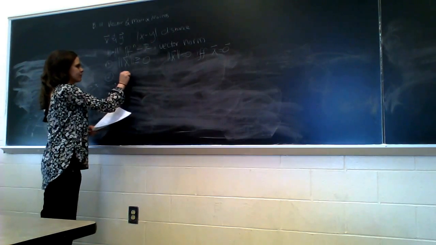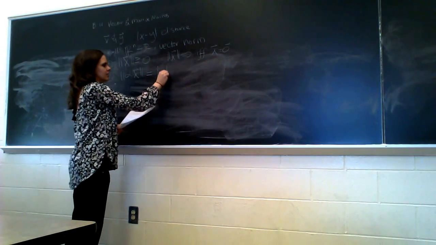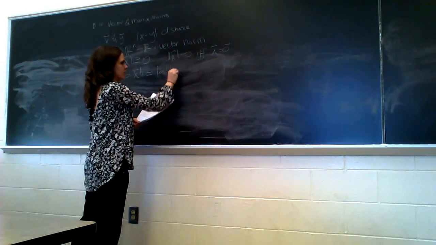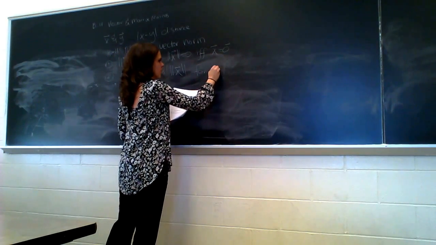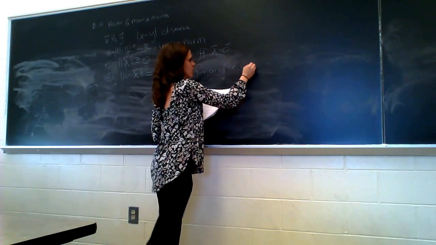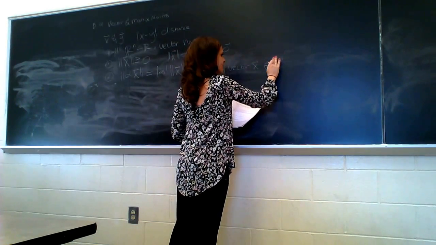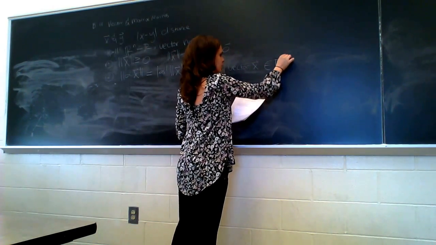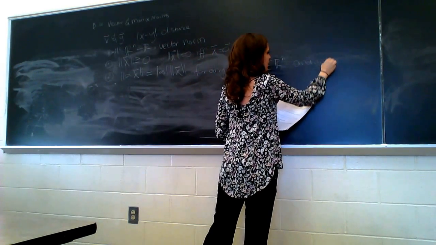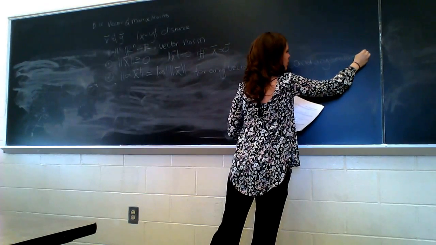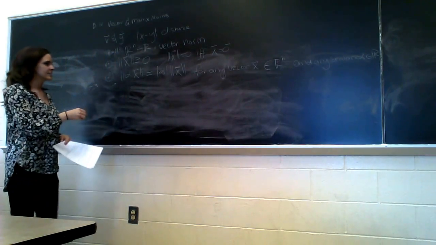The second property is, if we have a scalar times a vector, then we can just pull that scalar out and have the absolute value of it times the norm of the vector. And this is for any vector x and any scalar alpha. Okay, so that's the second property.